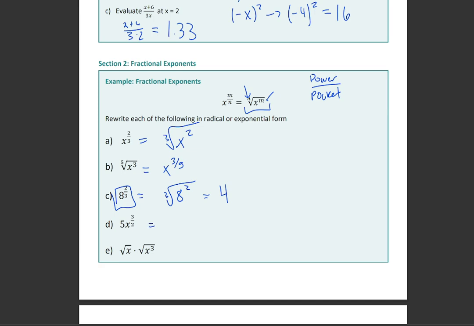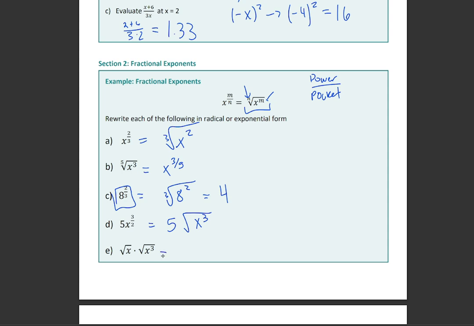So moving on to the next one, we have a 5 sitting out front. That 5 isn't going to change. There's no parentheses, so the 3 over 2 is not being distributed to the 5. It's just on the x. So again, we have power over pocket, which means I have a pocket of 2. We typically don't write those for a square root. But then I have x cubed. So this becomes 5 root x cubed.